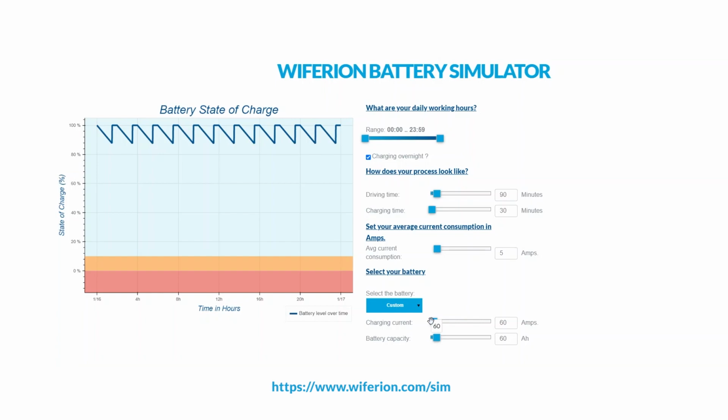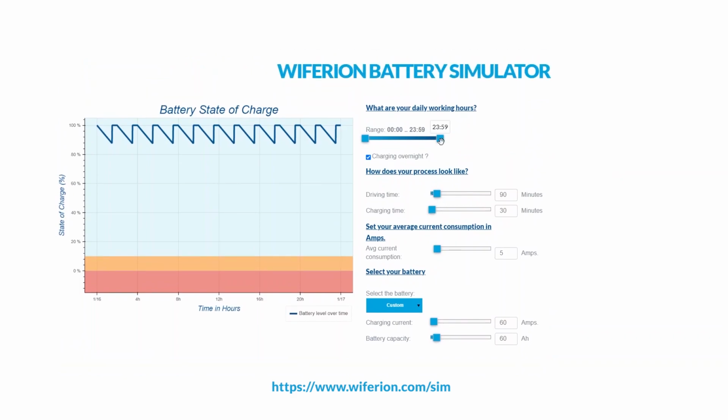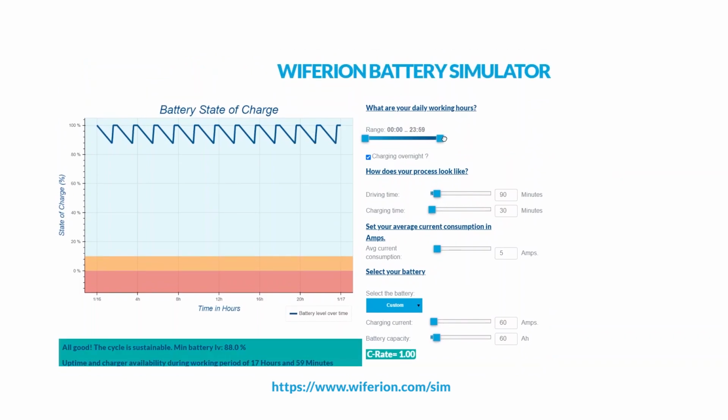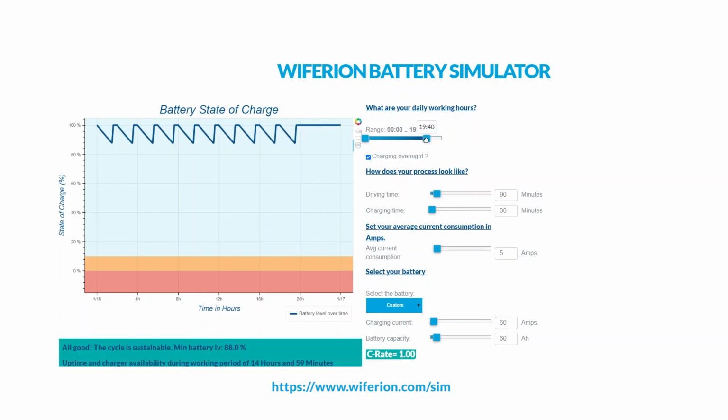So here we are. We have our online battery calculator. On the left side you see a graph with the battery state of charge, and on the right side you see some settings. So we start by defining the times per day we're working. So this would be a 24-hour operation. We start by setting, for example, let's say 18 hours a day.